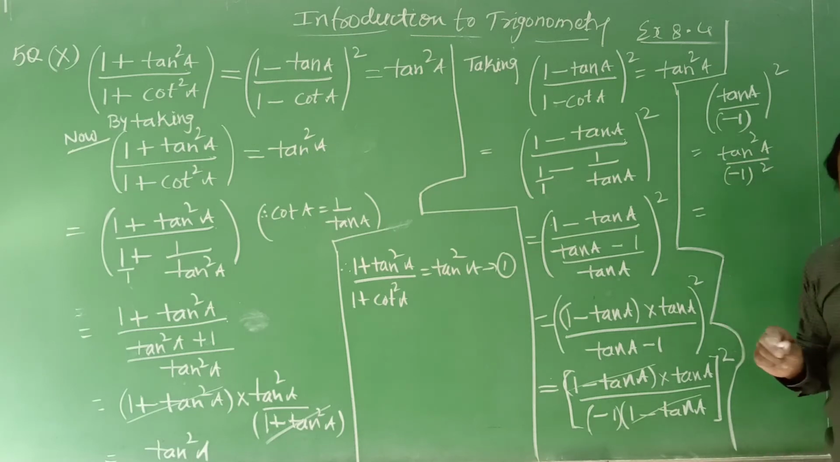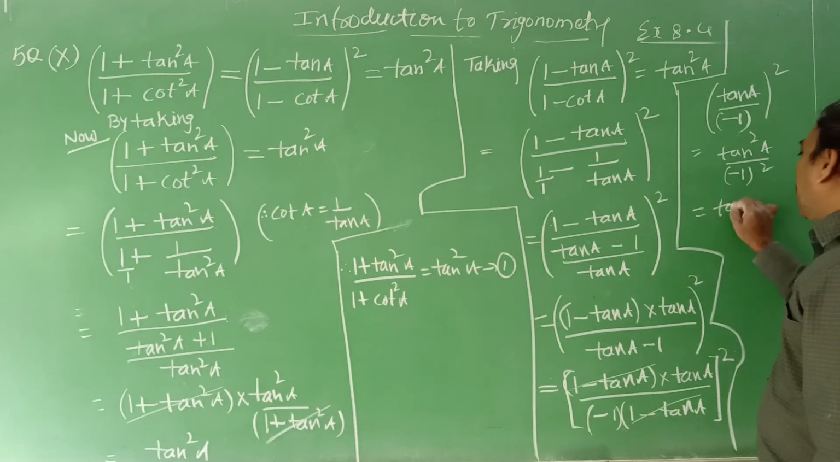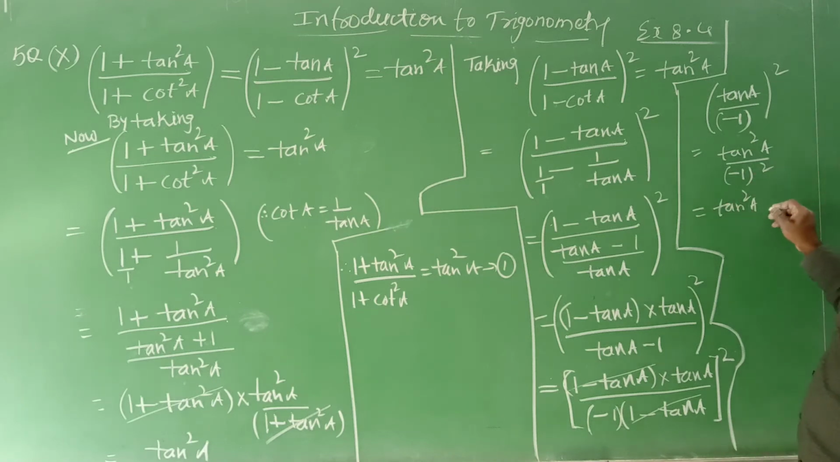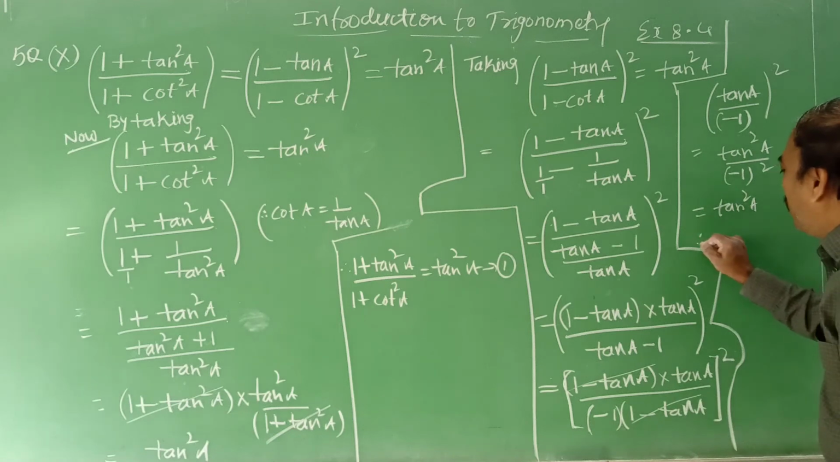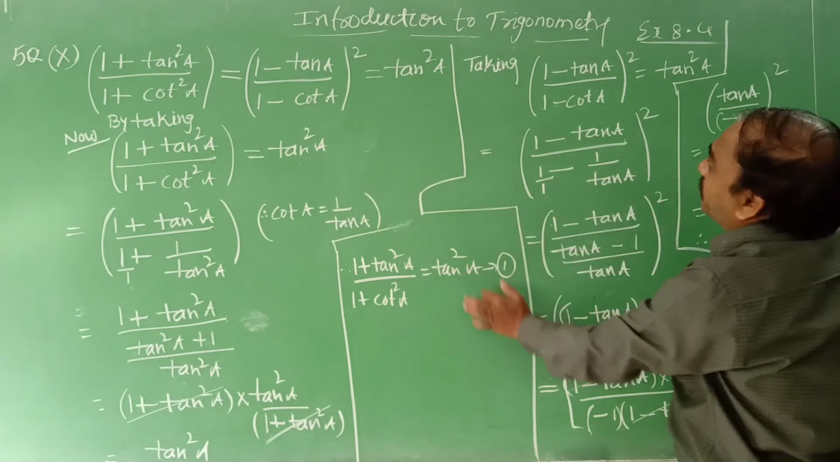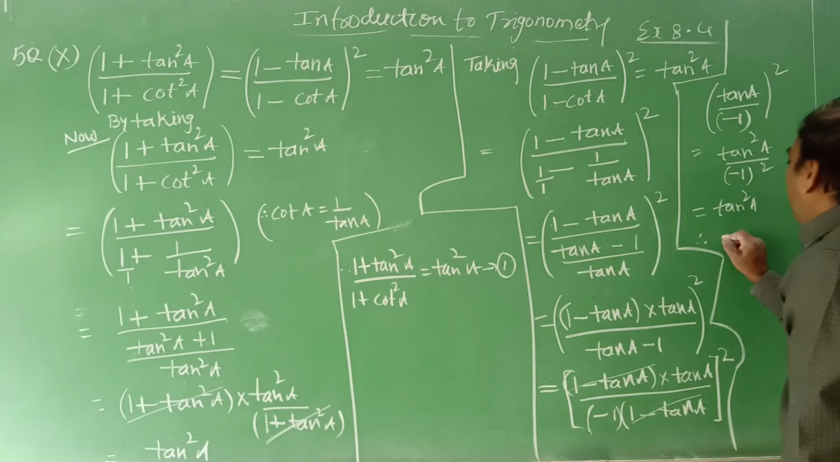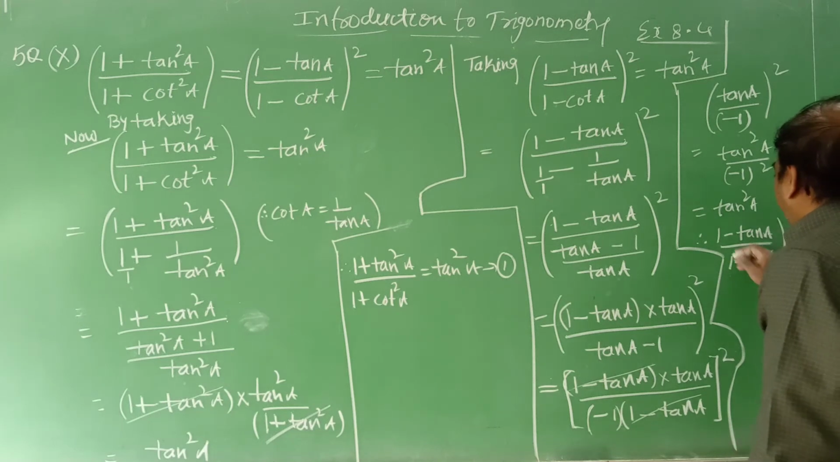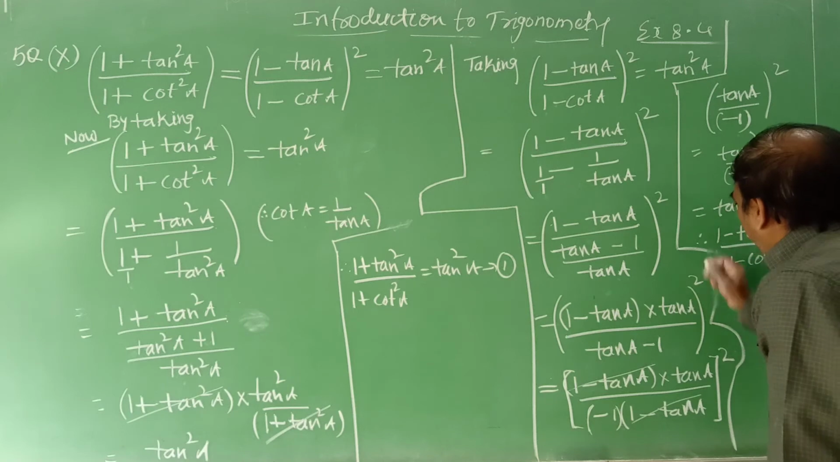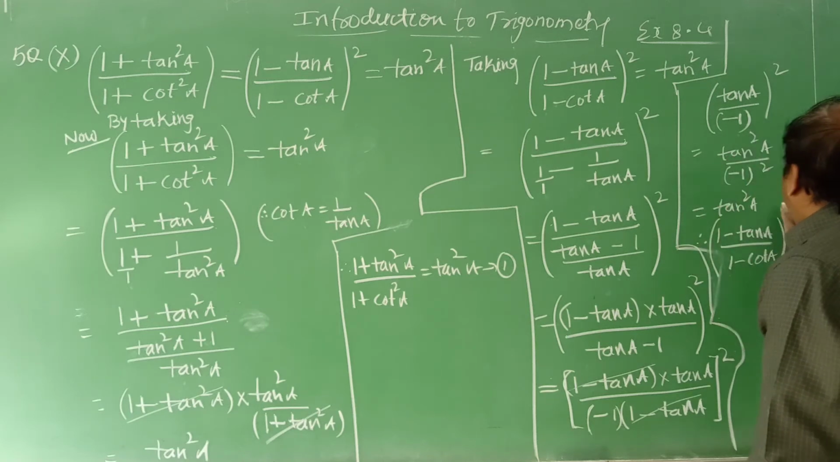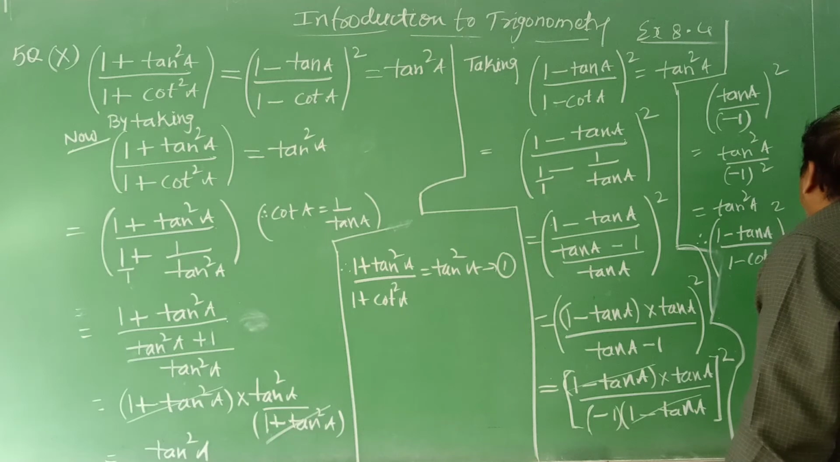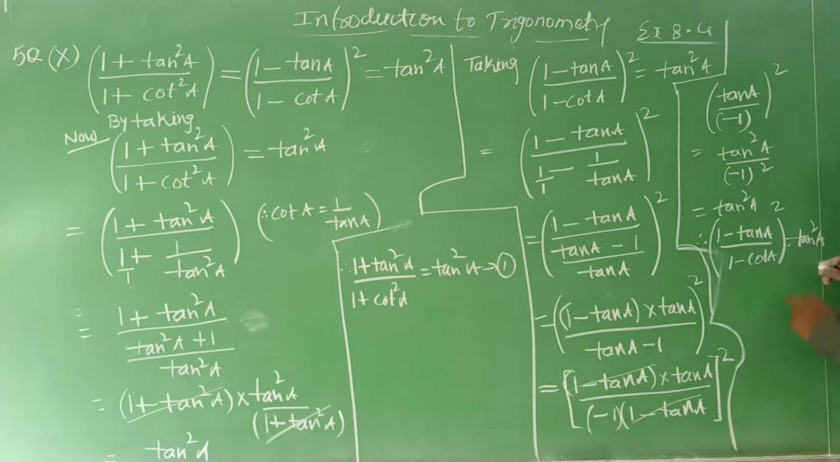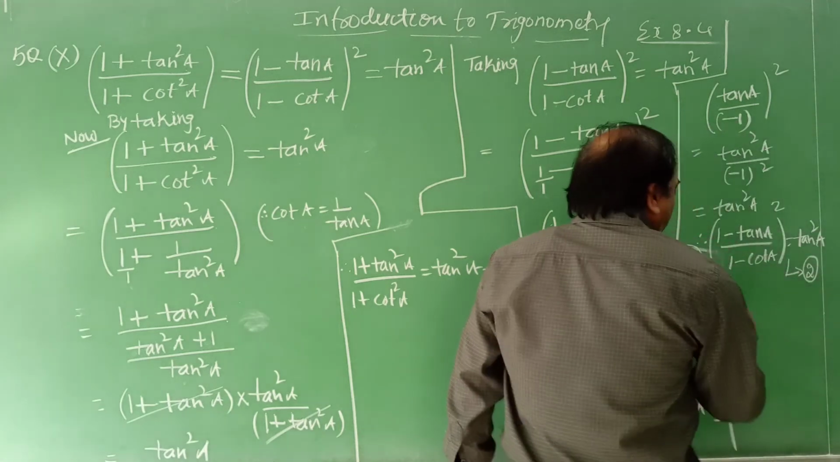Minus 1 whole square means what? Plus 1. So tan square A by 1 is nothing but tan square A. So therefore, the equation we took here: 1 minus tan A by 1 minus cot A whole square is equal to tan square A. This is equation 2.